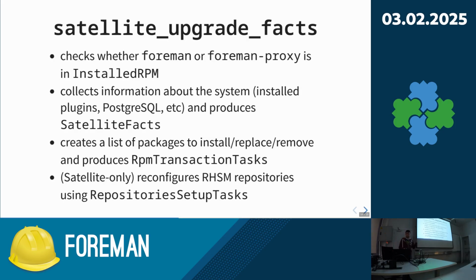And if it's a satellite system, we also emit a repository setup message, because there we can actually say, oh, it's a satellite running on EL8. Perfect. Replace the 8 with a 9. That's the repository you need for now. And this only works for RHSM repositories, and that's why we are not using that for Foreman.